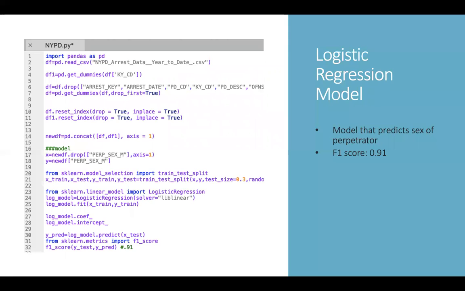So for the supervised learning component of our project, we created a model using logistic regression that predicts the sex of a perpetrator given numerous variables like the type of crime committed, the location, the borough, the age of the perpetrator, etc. And our F1 score was 0.91.